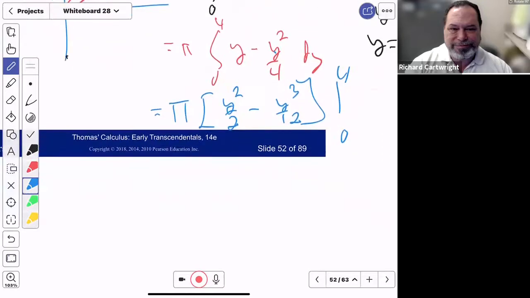So all I care about is the 4. This is actually easier than the last one. Pi, 4 squared is 16. 16 over 2 is 8. 4 cubed is 64, so 64 over 12.